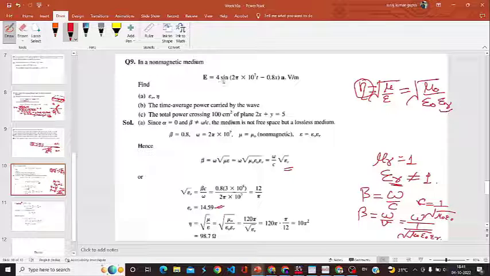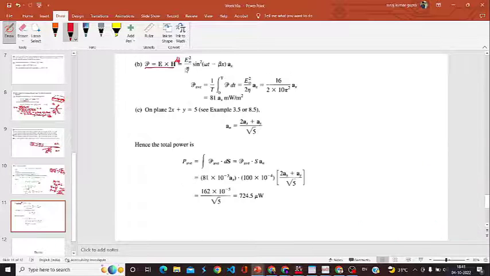It is equal to 4 sine of omega t minus beta z, and H we define as E over eta. I am considering the magnitude here. So we can put the values of E and H here. The Poynting vector is defined as E naught squared over eta sine squared of omega t minus beta z into ax, meaning the wave is propagating along the x direction.